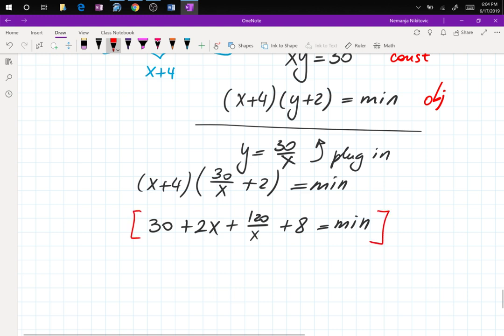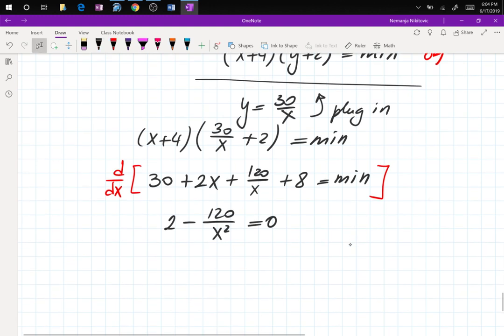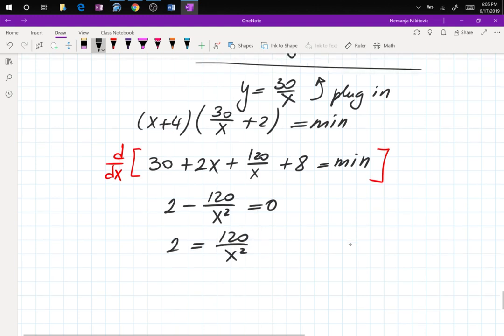We differentiate this with respect to x. 30 and 8, they're both constants, they're gone. So 2 minus 120 over x squared is equal to 0. Two is equal to 120 over x squared. Cross multiply: 2x squared is 120. x squared is 60.